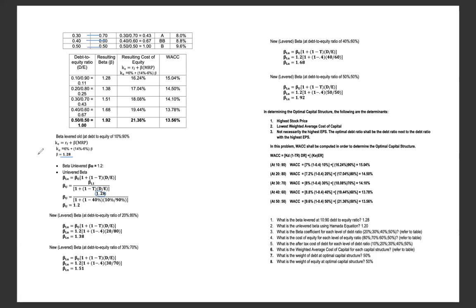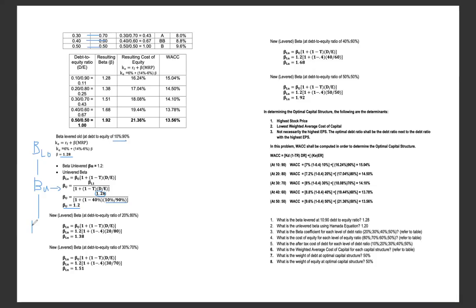So step 1, from beta levered old, BLO, i-compute mo yung BU, I should say, no? Beta unlevered. So ito yun. Paano kinompute? Ito po yung formula. Numerator is beta levered old, divide it by 1 plus 1 minus 40% times the debt to equity ratio at 1090. So yan po, no? Kaya ang beta unlevered na natin is 1.2.